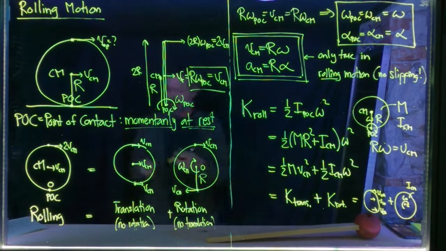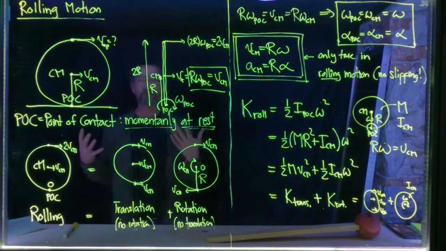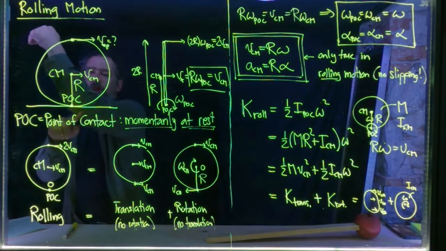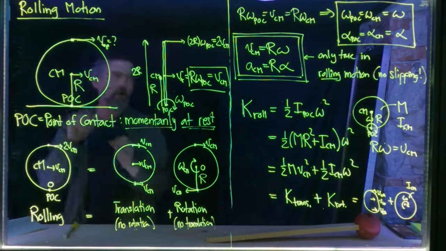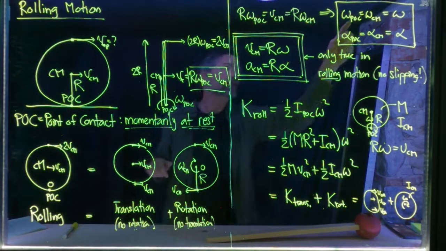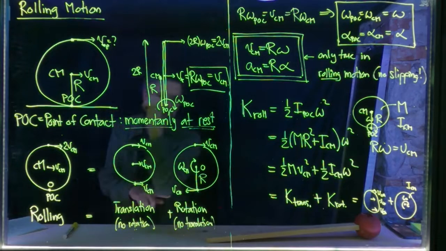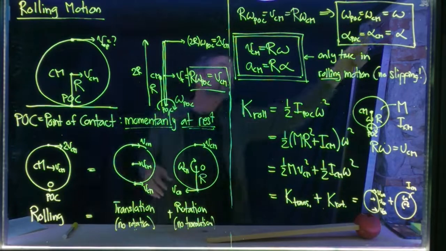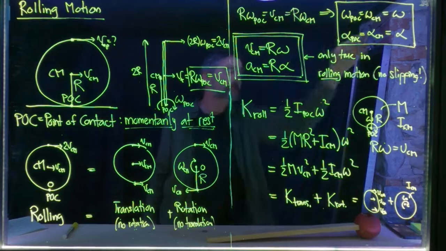So we're thinking about rolling motion. It's very important you understand rolling motion from both points of view. You think of it either as a rigid body whose point of contact is momentarily at rest, and it's rotating about that point of contact with an angular velocity omega point of contact, or you think of it as translating with a velocity VCM plus rotation about the center of mass point with an angular velocity omega cm. And those two angular velocities are the same, they're just this omega.